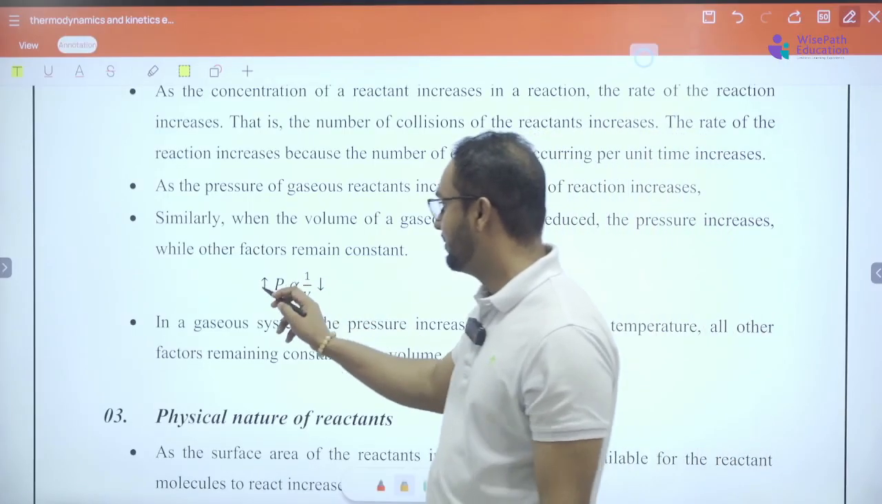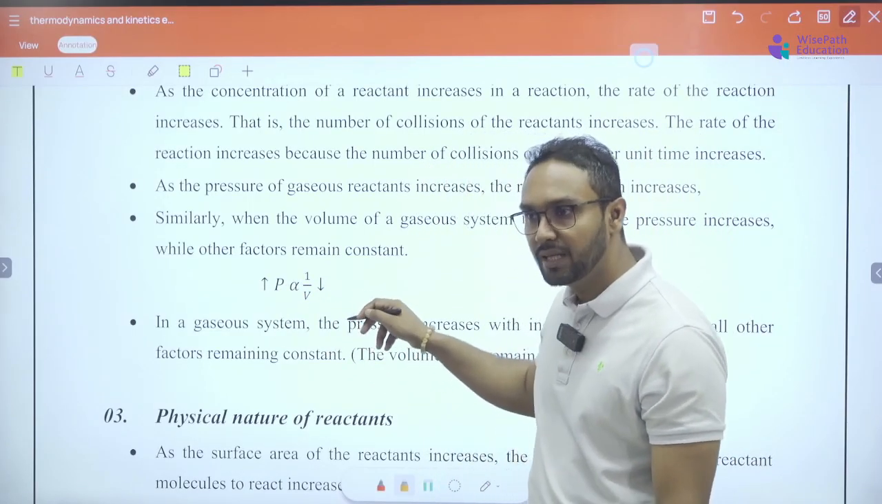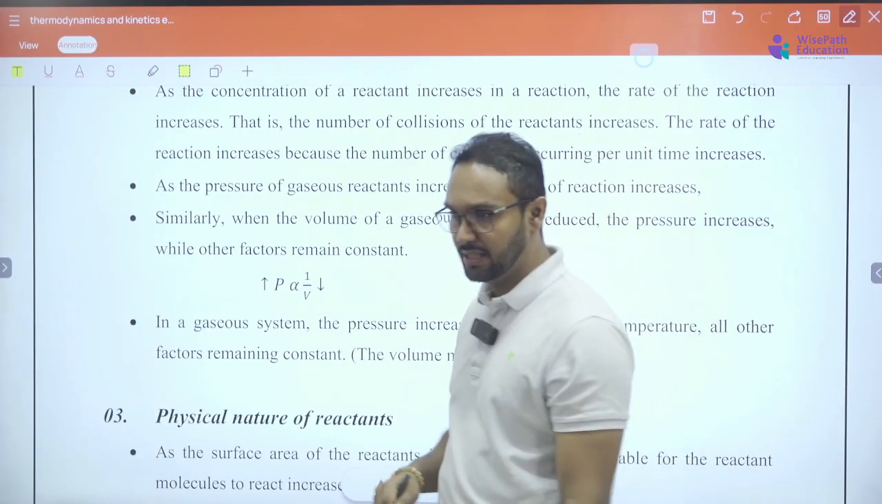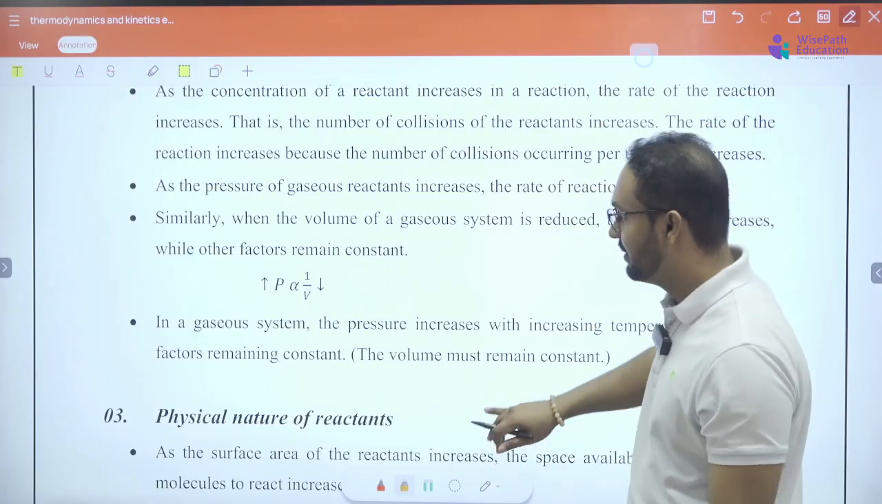What happens when you increase the pressure? The volume decreases. When you increase the pressure, the volume decreases. So the concentration increases and the rate of reaction increases.